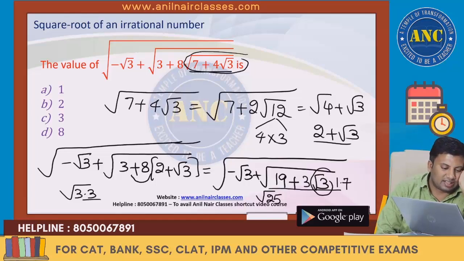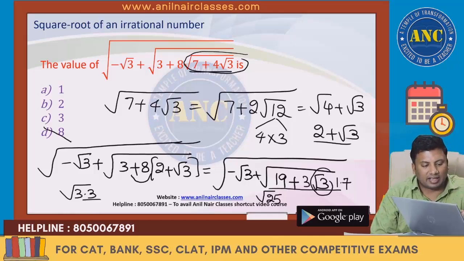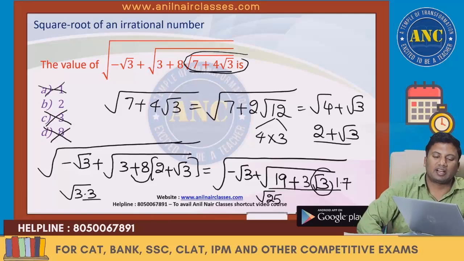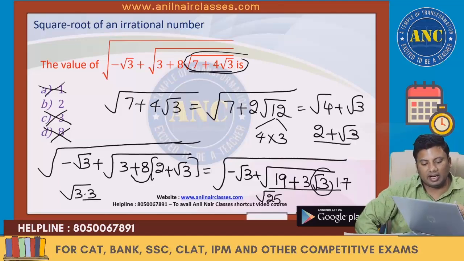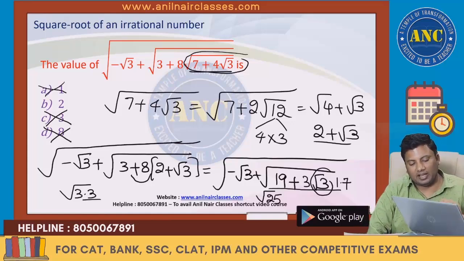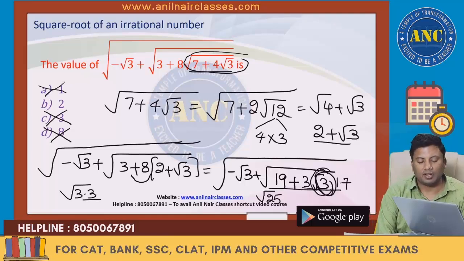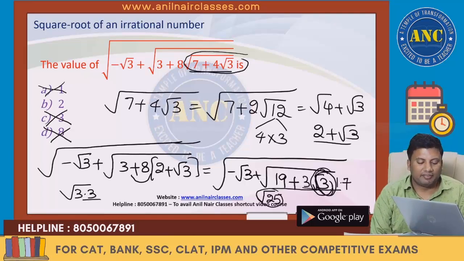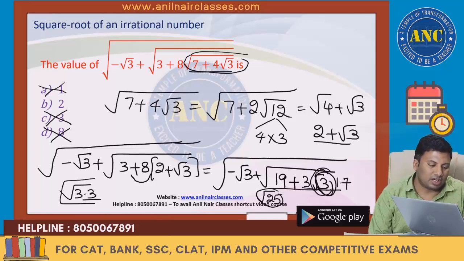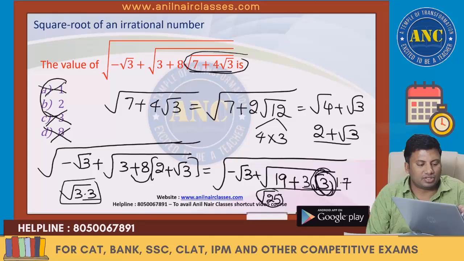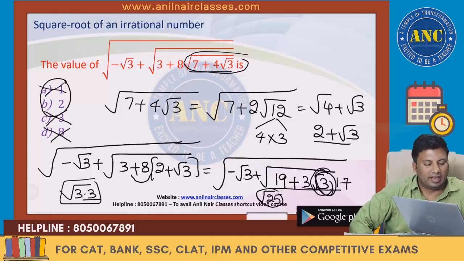Whatever answer you get, that will be the answer. 8 cannot be the answer, 3 cannot be the answer, 1 cannot be the answer. I hope it is clear. 8 into 2 plus root 3 is 16 plus 8 root 3, so it is 19 plus 8 root 3. Root 3 is 1.7, giving about root of 24 point something, and 24 is nearer to 25. So 5 minus root 3, and the answer is closer to root of 3.3. Out of these two, one will be the answer. I hope the idea is clear.